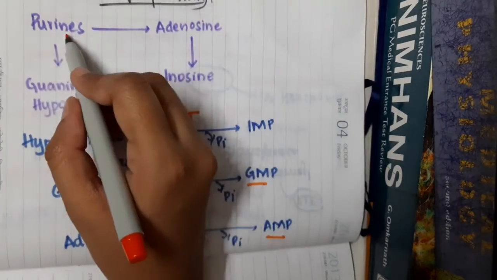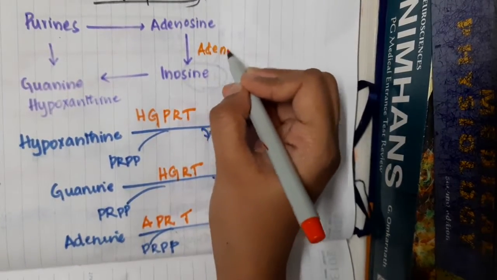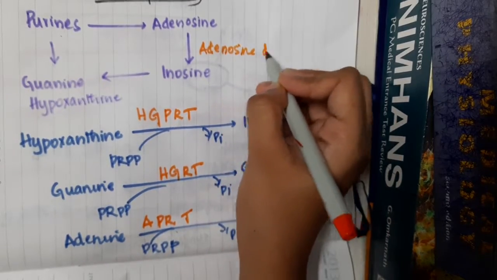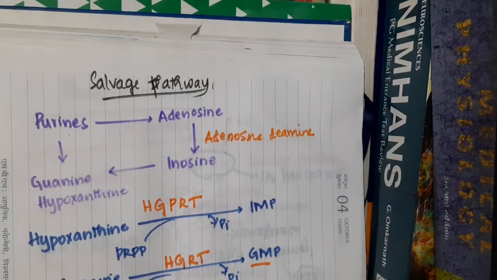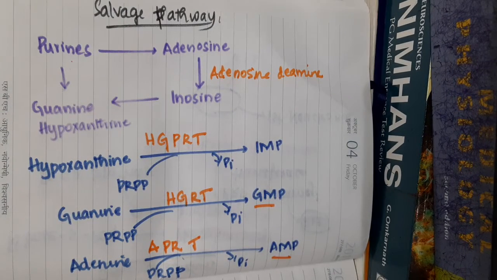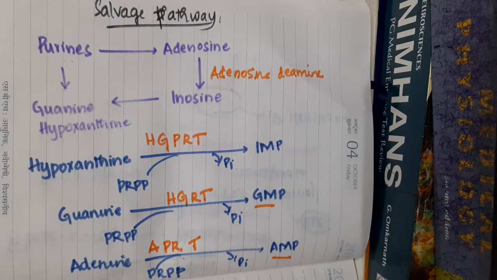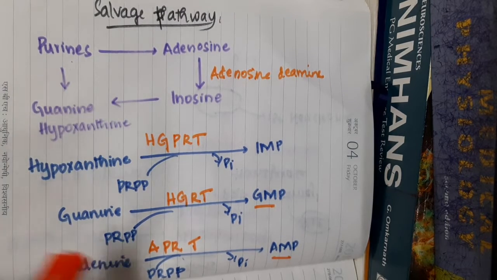Right. Purines get converted to adenosine. This adenosine, in the presence of the enzyme adenosine deaminase, forms inosine, which again gets converted to guanine and hypoxanthine. Right. Now, once we have learned about the pathway, there are two diseases which are seen due to the deficiency of enzymes in this pathway.